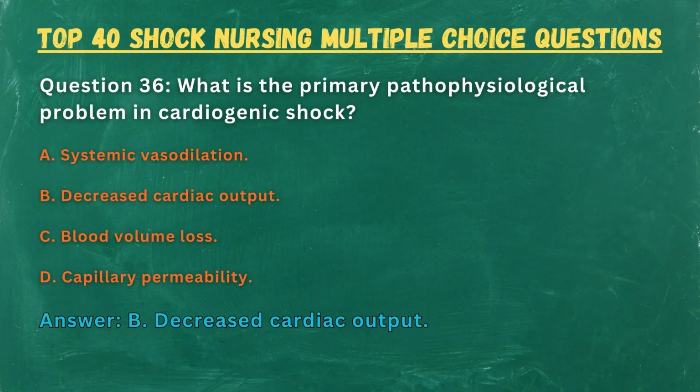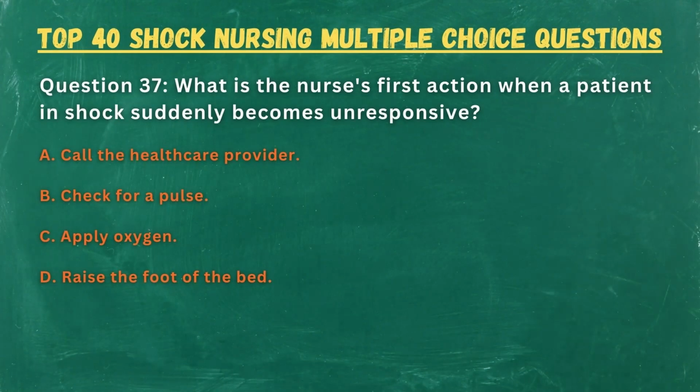Answer: B. Decreased cardiac output. Question 37. What is the nurse's first action when a patient in shock suddenly becomes unresponsive? A. Call the healthcare provider. B. Check for a pulse. C. Apply oxygen. D. Raise the foot of the bed.